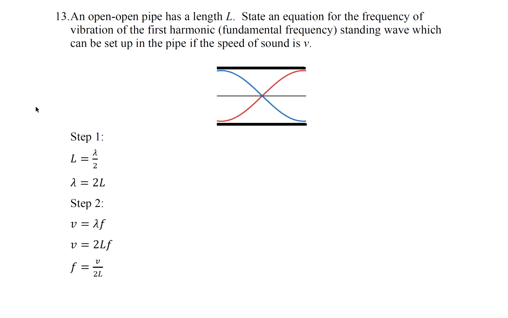Question 13. An open pipe has a length L. State an equation for the frequency of vibration of the first harmonic, fundamental frequency, standing wave, which can be set up in the pipe if the speed of sound is v. So we've done this before. Step 1, solve for lambda. Step 2, use the equation v equals lambda f.